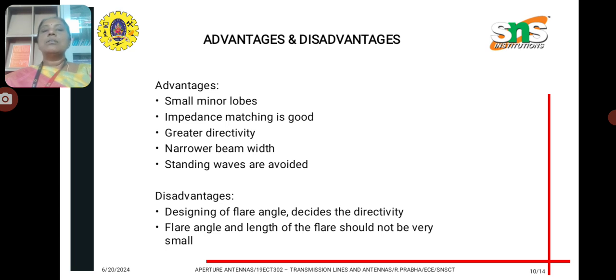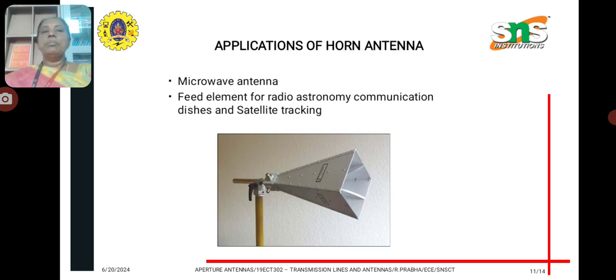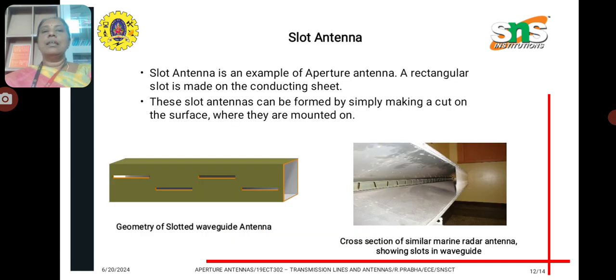But there are some disadvantages. The design of the flare angle decides the directivity, and the flare angle and length of the flare should not be very small. As for application of horn antenna, it is a microwave antenna. It is also used as a feed element for radio astronomy communication dishes and satellite tracking.